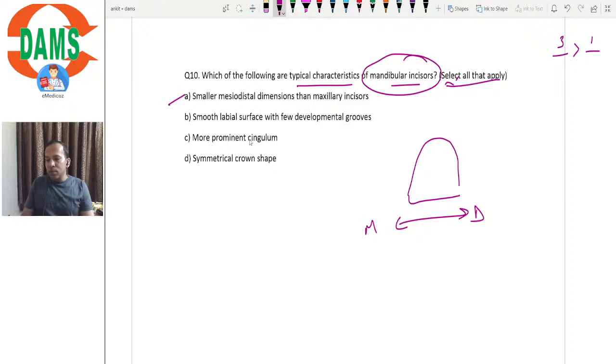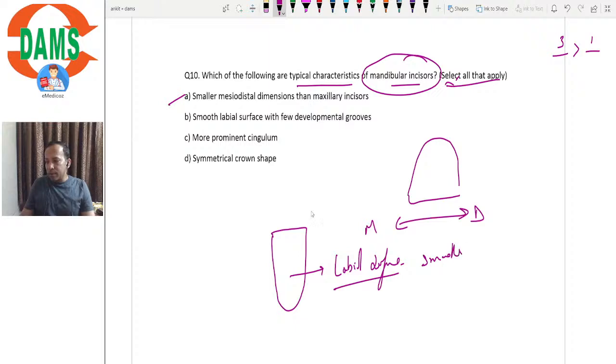Then option B, smooth labial surface with few developmental grooves. Again, the mandibular incisors have a very smooth labial surface. So option B is also correct. Option C is more prominent cingulum. Cingulums are more prominent on the maxillary incisors as compared to the mandibular incisors. And option D is symmetrical crown shape.